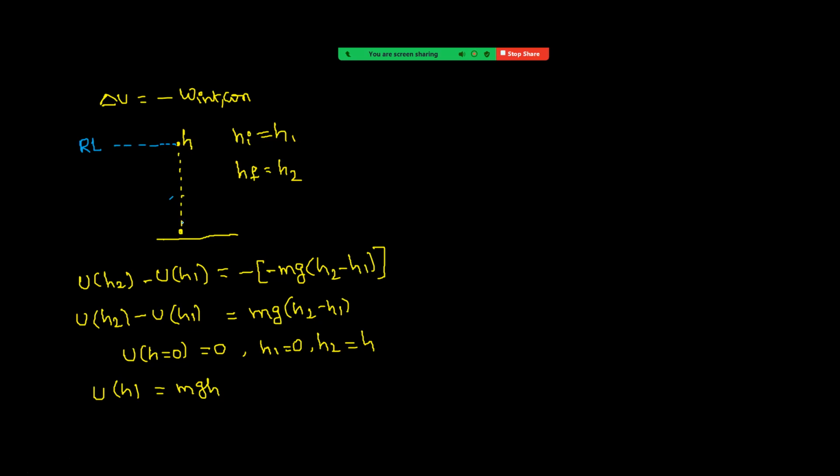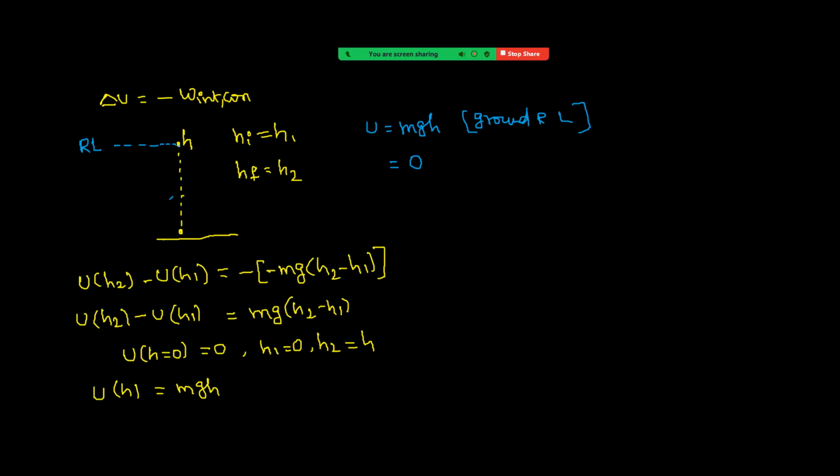So when we are taking ground as reference level, potential energy for a system of earth and block will be mgh. Suppose I am taking this height as the reference level. Then potential energy will be 0 because h equals 0.